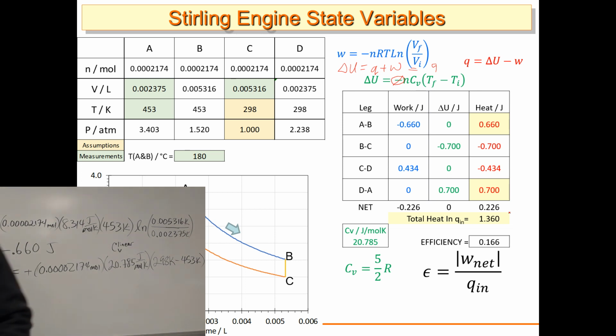And so that gives us an efficiency of 0.166. Not the greatest. It tells you why we don't drive down the road with our Stirling engines. Okay. Now that's just this particular Stirling engine with this particular temperature and these volumes. There might be some configurations where you could make it a little more efficient.